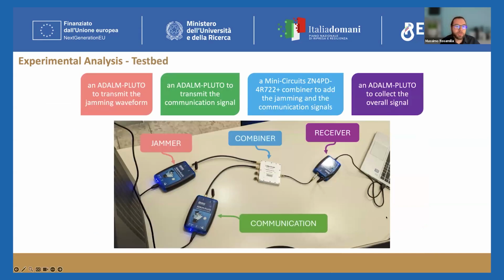In these slides, we reported an actual picture of the used testbed, which is composed of several software-defined radio devices: in particular an ADALM-Pluto device acting as a jammer, used to transmit the jamming waveform, another ADALM-Pluto acting as the communication emitter, to transmit the communication signal, then a Mini-Circuits combiner to combine the jamming and the communication signal, and then a third ADALM-Pluto device acting as a receiver in order to collect the signal and store the data to a laptop for further processing.